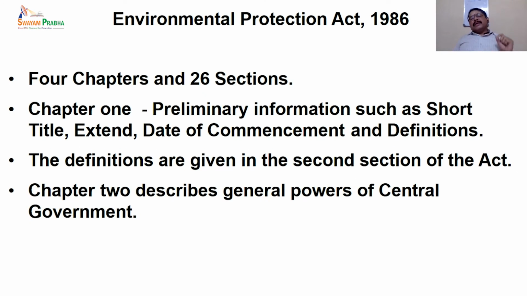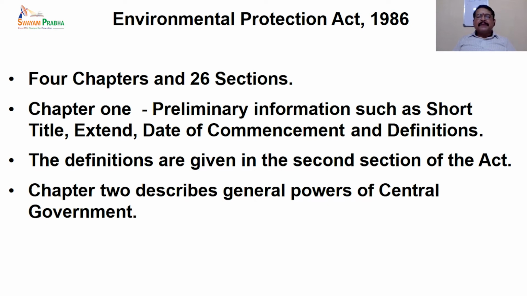As I told you, this Environmental Protection Act consists of 4 chapters and 26 sections. Chapter 1 gives the preliminary information such as the title, the extent, and the meaning. For example, environment. Environment means the surroundings. Surroundings include every component, both biotic as well as abiotic. So when it commenced, what are the definitions for each and every term? The definitions are given in the second section of the Act.